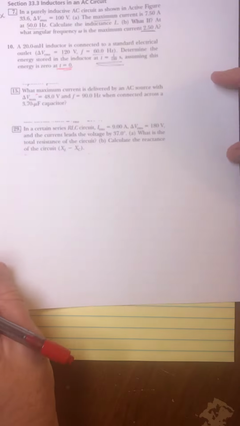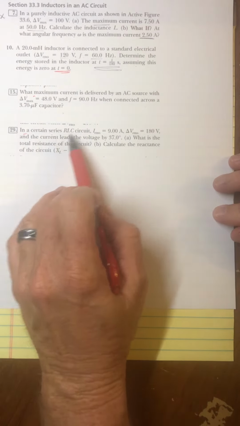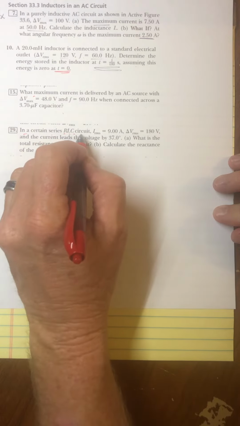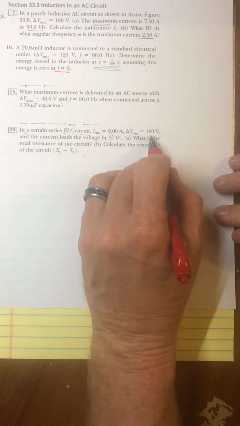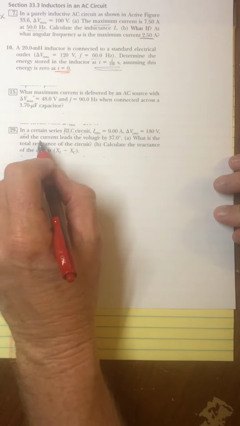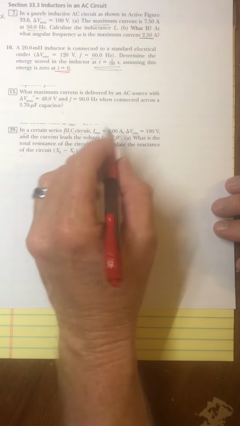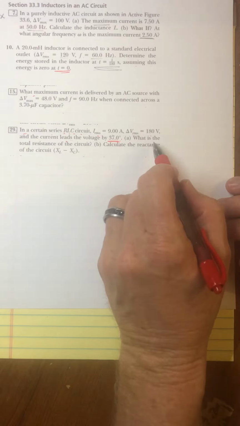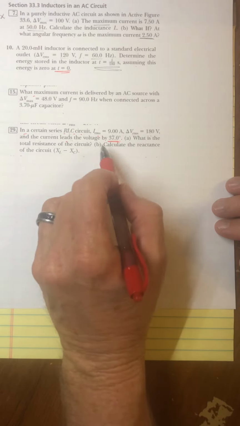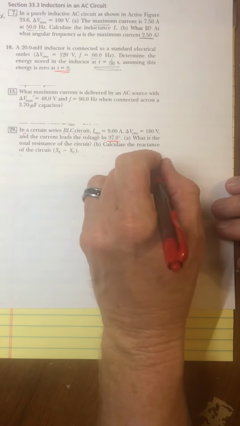And let's do one more on this video, and it looks like 29 is the fourth one on this list here. It says, in a certain series RLC circuit, the RMS current is 9 amps, the RMS voltage is 180, the current, keep this in mind, leads the voltage by 37 degrees. Okay. What is the total resistance of the circuit? And then B, calculate the reactance. And I think they mean total reactance.